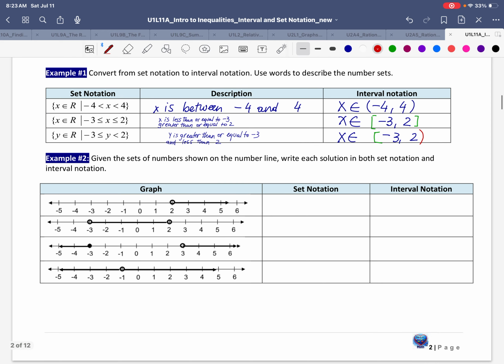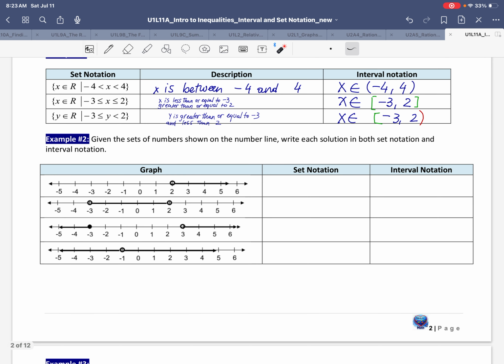Now, in the next example, we are given sets of numbers on a number line, and we have to describe them by using both set and interval notation. As you can see here on the number line, we start at 2 and we continue all the way to infinity. So number 2 is marked by an empty circle, and we're going to say that it is not part of the set.